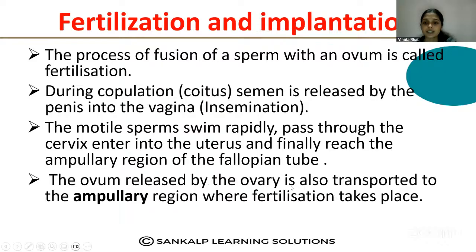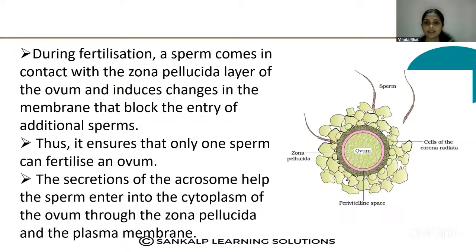Fertilization takes place in the ampullary region. That is the region where the ovum is transported, and the sperms are also released in the ampullary region. And so this is the ovum. During fertilization, the sperm comes in contact with the zona pellucida layer, and the ovum induces changes that block the entry of additional sperms. So only one sperm is enabled to fertilize the ovum. That is very important, and this forms the zona pellucida layer and corona radiata layer.